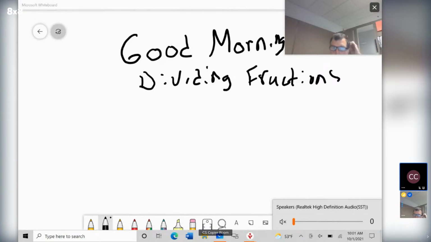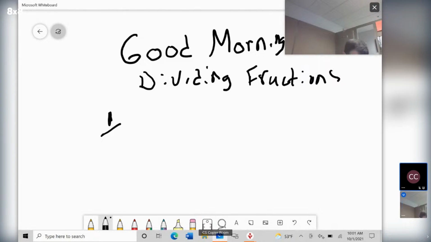Today we're going to look at dividing fractions. And the good news is when we divide fractions, actually all we're going to do is multiply fractions. So we've already done this. It's just a matter of what's called inverting a fraction. That means flipping it over. Okay, so let's get started here. We'll do a couple examples.